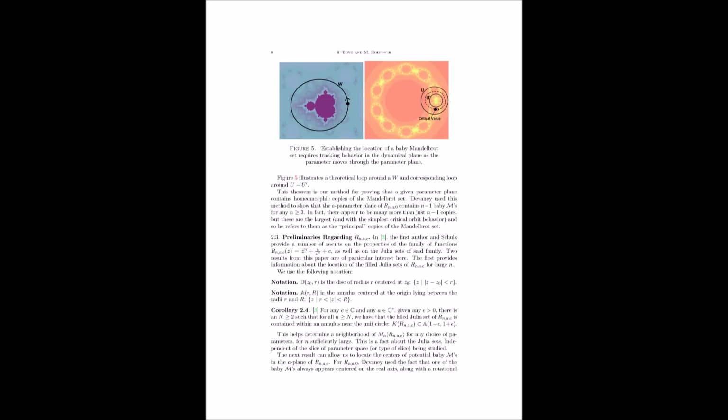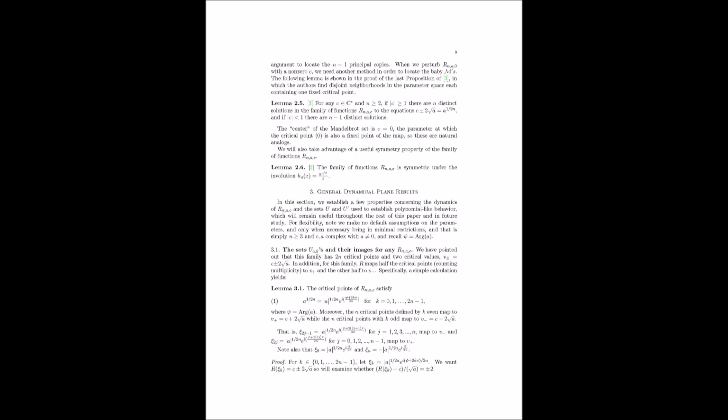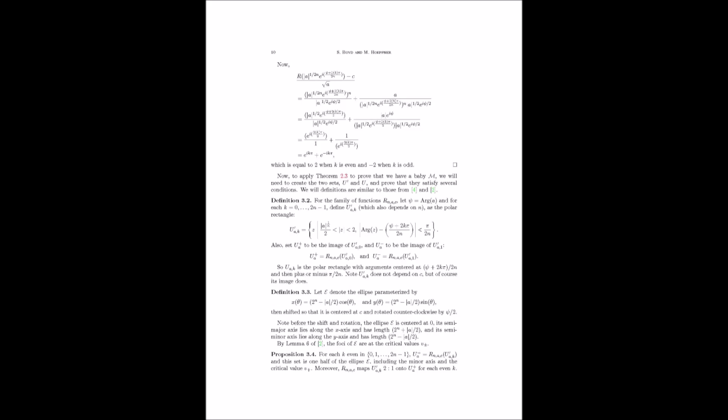Exactly. By combining these two lemmas, we get proposition 3.7, which states that the filled Julia set must be contained within the annulus. That's right. Yes, so we've effectively corralled the filled Julia set, confining it to that ring-shaped region.